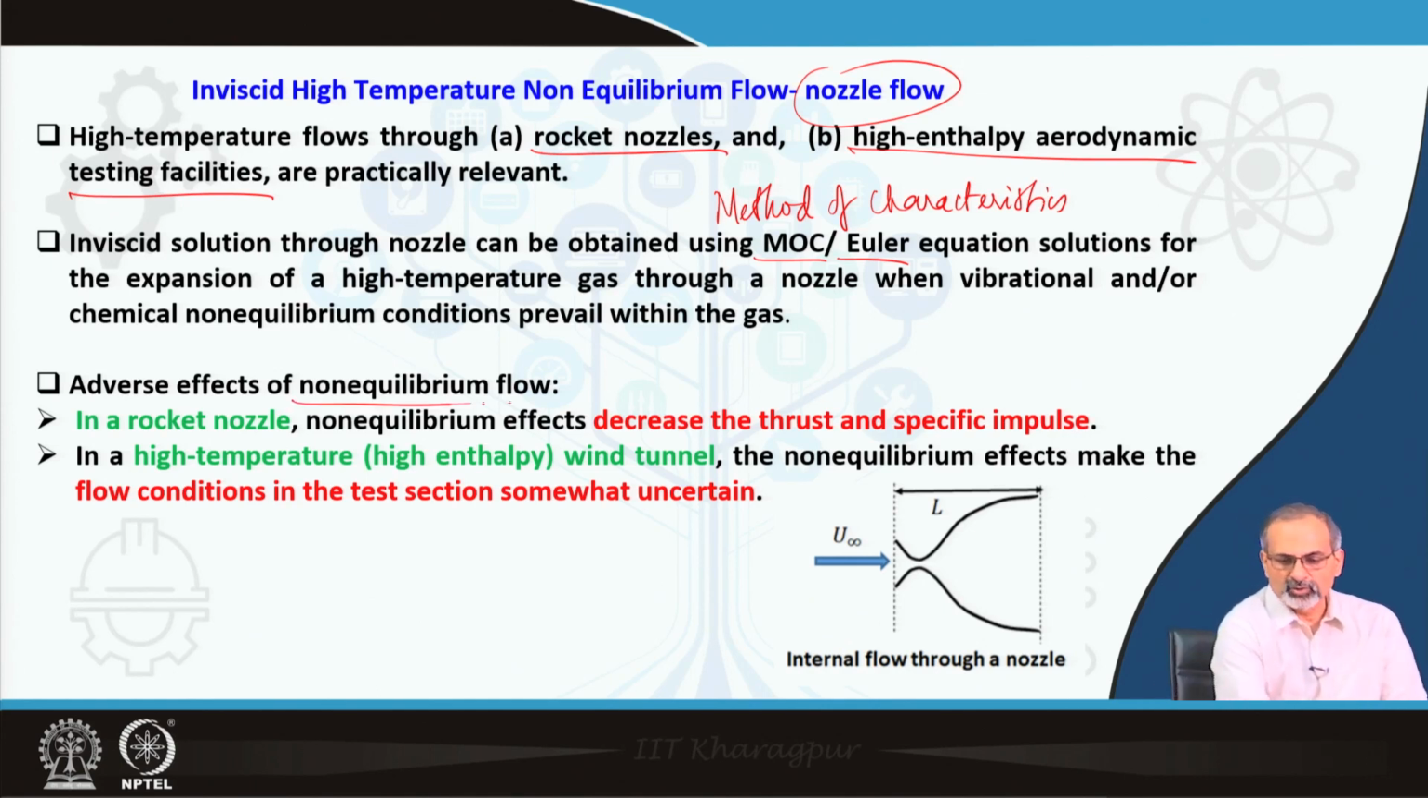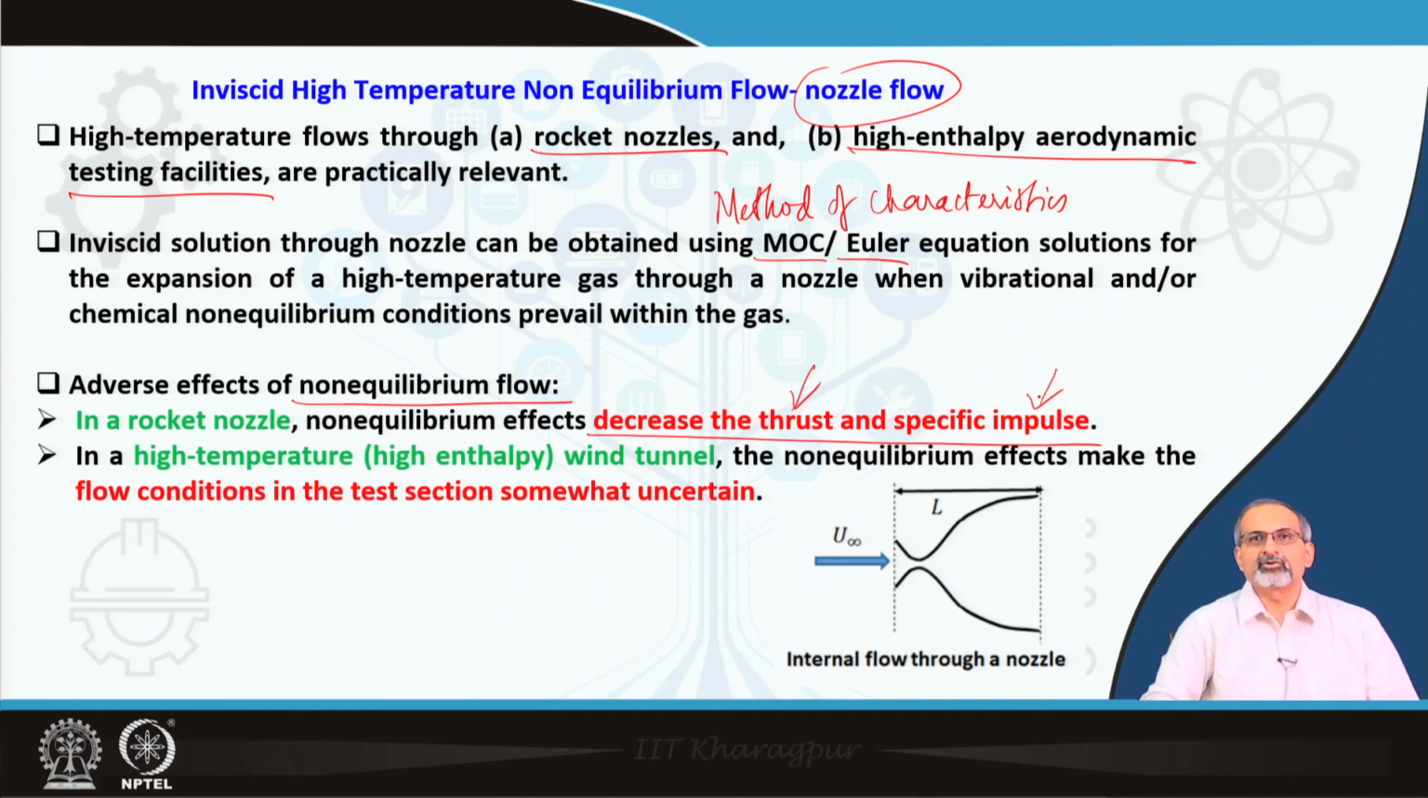And why we are interested to simulate such conditions and check in advance before we really want to deploy such devices is because in a rocket nozzle non-equilibrium effects can have significant detrimental aspects like decrease of thrust and decrease of specific impulse, which are extremely vital performance parameters for a rocket nozzle. While in a high temperature, high enthalpy wind tunnel, the non-equilibrium effects make the flow conditions in the test section somewhat uncertain to predict.